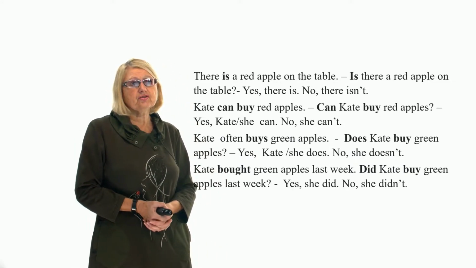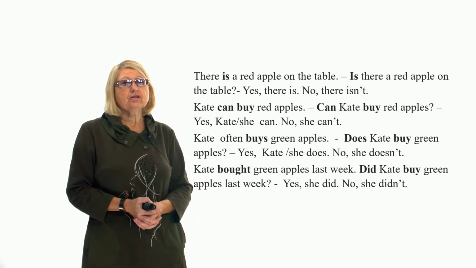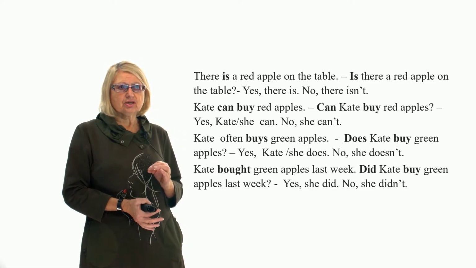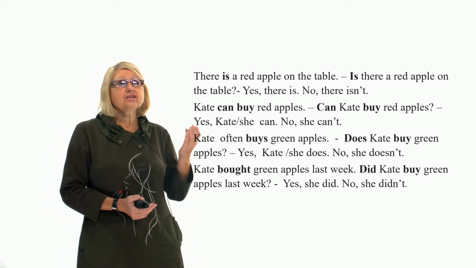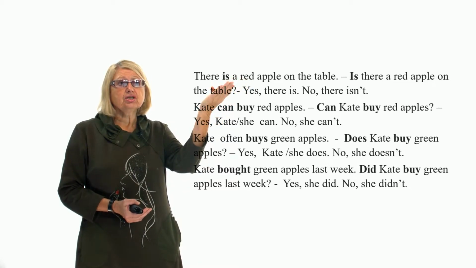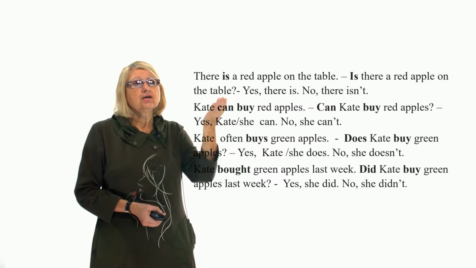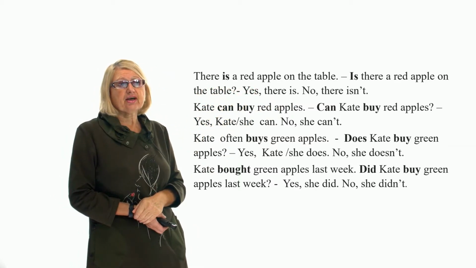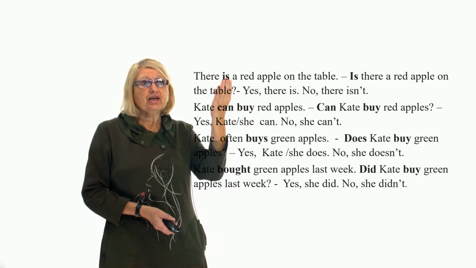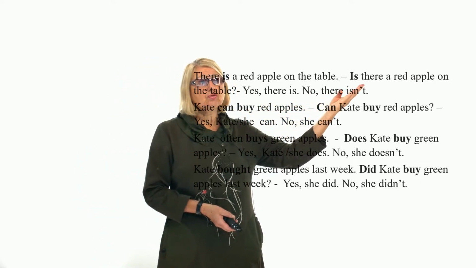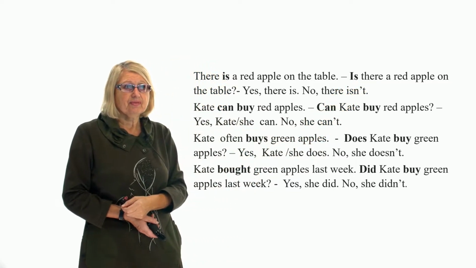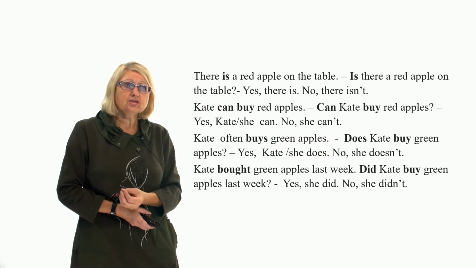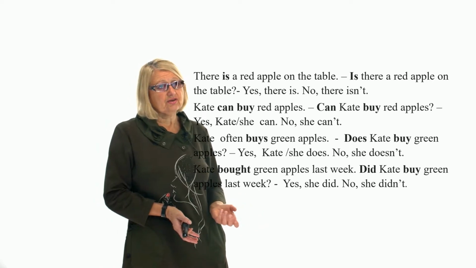We start with the verb to be. You remember that the verb to be in English has its own position. It is a strong verb and it does not need an auxiliary verb. That is why we put it in the first place itself. So you see the sentence: There is a red apple on the table. We take the verb and put it in the first place. Is there a red apple on the table? And the answer: yes, there is, or no, there isn't.